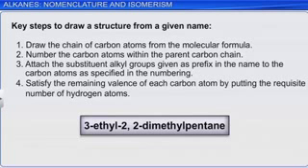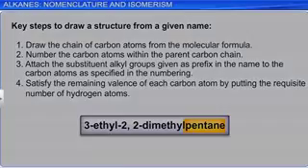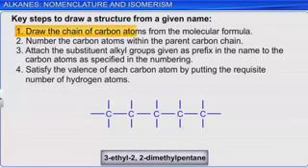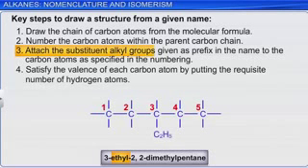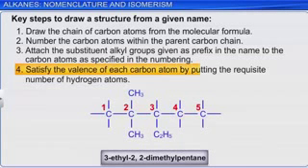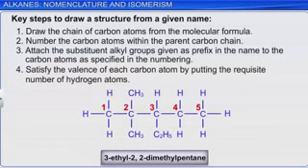First, from the base name, pentane, we can deduce that the parent carbon chain contains 5 carbon atoms. Second, number these carbon atoms. Third, from the name we can identify that we have to attach an ethyl group to atom number 3 and a 2-methyl group to atom number 2. Fourth, fill in the remaining places with hydrogen atoms such that each carbon atom fulfills its valence of 4.